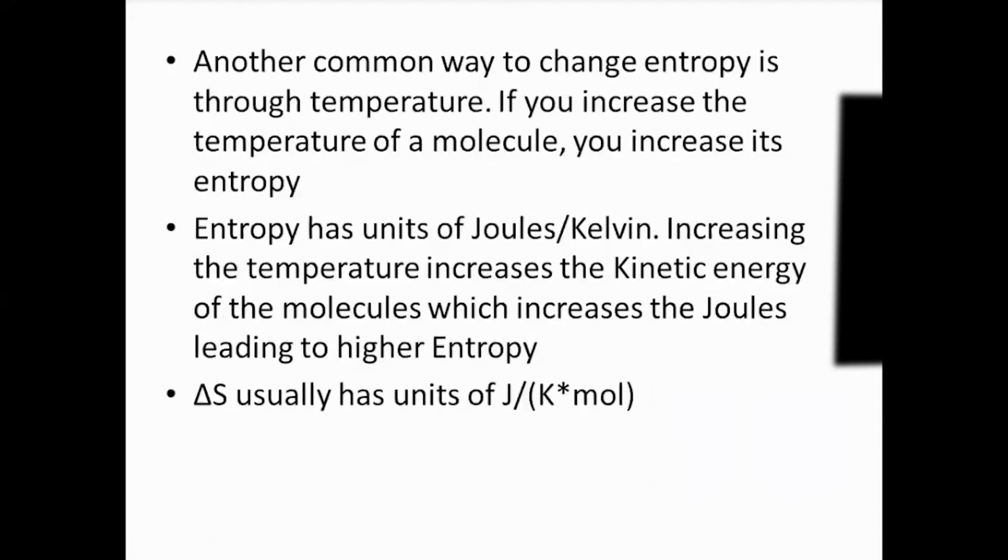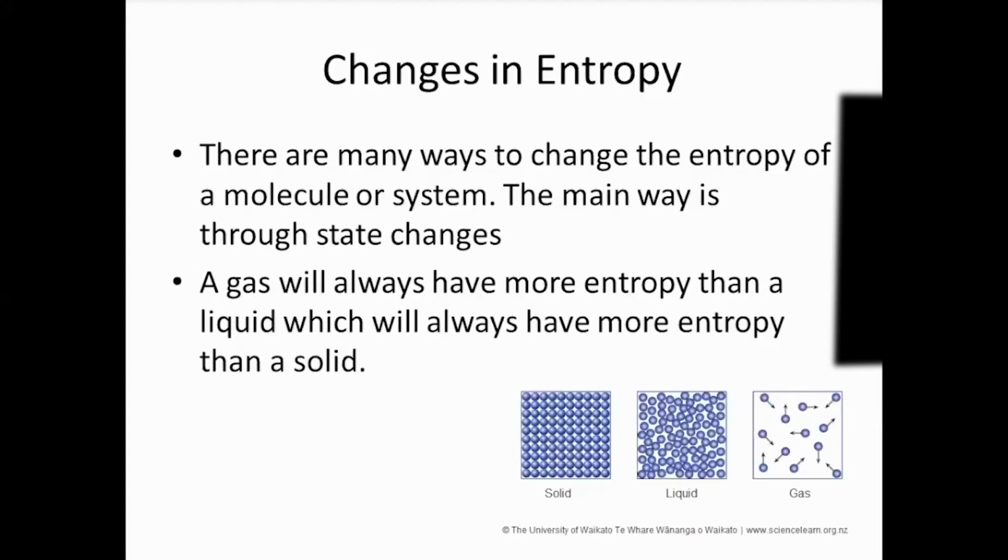Another common way to change entropy is through temperature. If you increase the temperature of a molecule, you increase its entropy. This is because increasing temperature increases kinetic energy. If you see these gas molecules, they have these arrows which indicate that they're moving and bouncing around. If you increase the temperature and heat these molecules up, they'll actually move much faster through space, right?